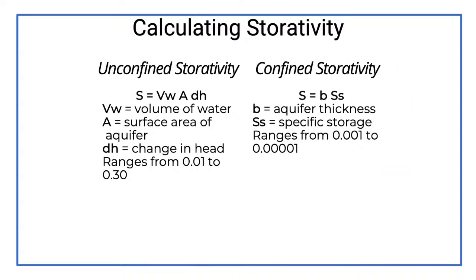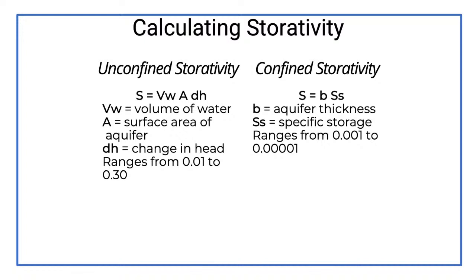All right. Here's our storativity calculation. I think what's important here is that storativity is going to range from 0.01 to 0.3 in an unconfined aquifer. In a confined aquifer, storativity is going to range from 0.001 to 0.00001. So really low storativity, but once again, remember, you're taking that water that's compressed and decompressing it, and that's where the water is coming from.